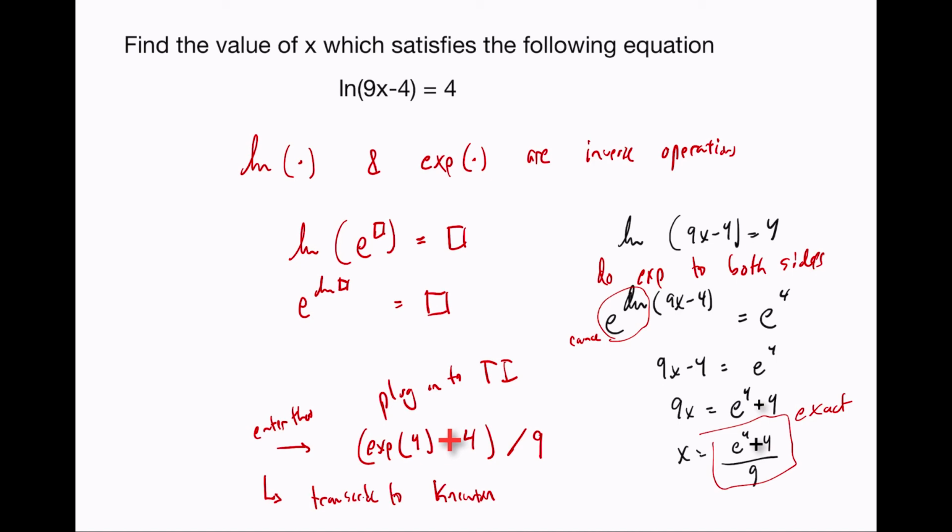So there are a couple of things to focus on there. The big lesson here was that natural log and e to the x are inverse operations, and that in order to get rid of this natural log, we're going to take e to the power of both sides. And then we'll just have this thing inside of the natural log on one side and e to the 4 on the other side.